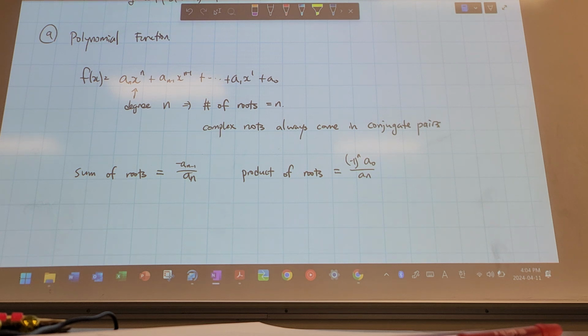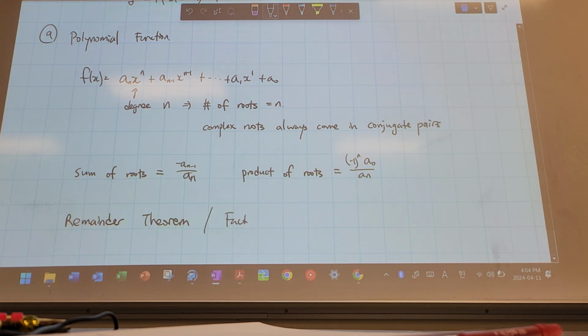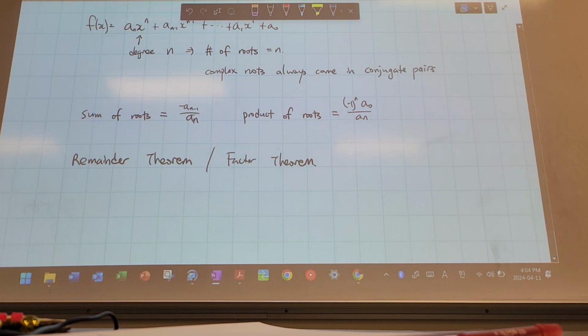Another thing that went through my head, which I completely forgot about, was the existence of the remainder theorem and the factor theorem. So what are they? Before we get to that, if you see the word remainder in your exam, you use the remainder theorem. But what is the remainder theorem?